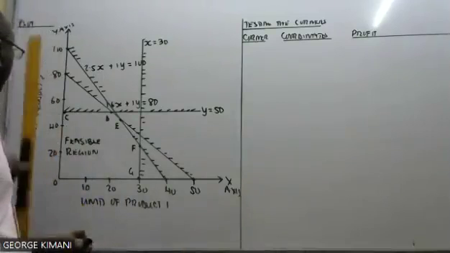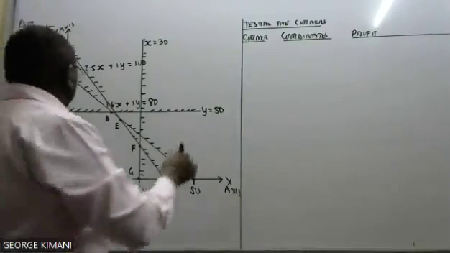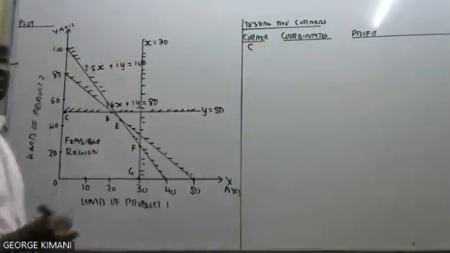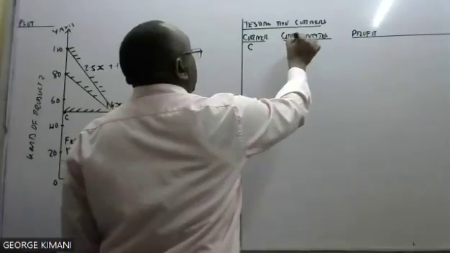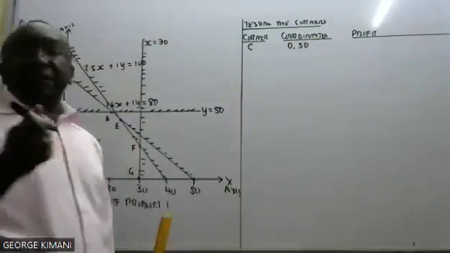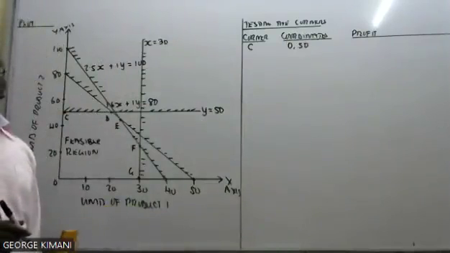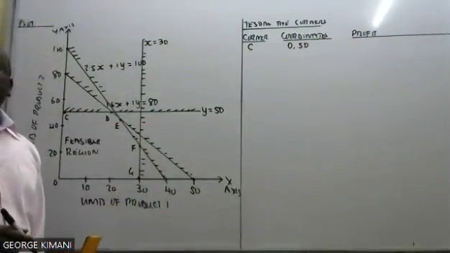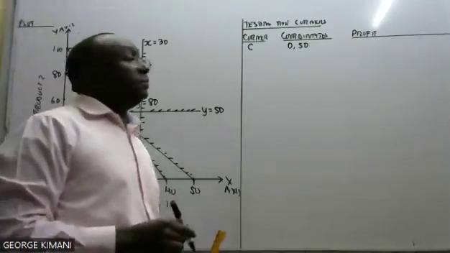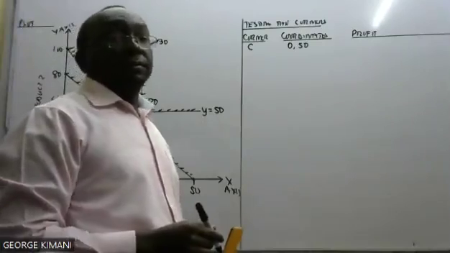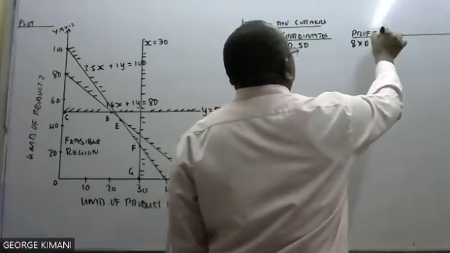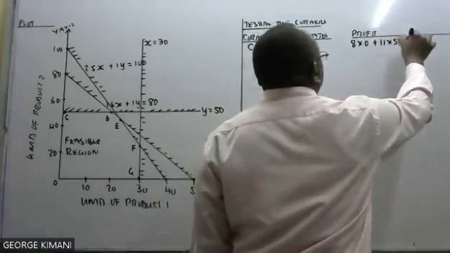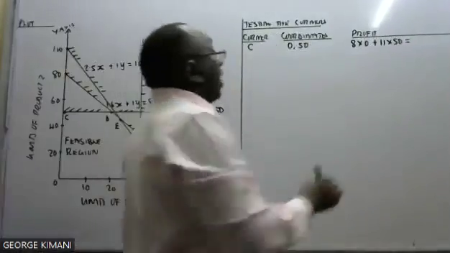So let's even start with corner C. Corner C nakani. What are the coordinates of corner C? 0, 50. So you bring here now an objective function. It was what? 8x plus 11y. The objective function is 8x plus 11y. So it is 8 times 0 plus 11 times 50. That is 550.